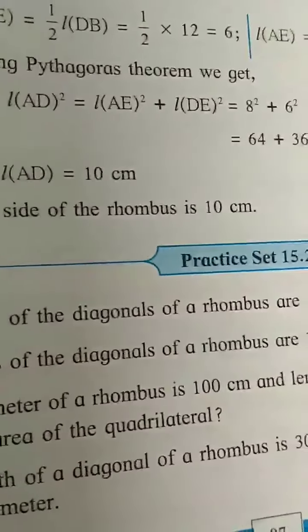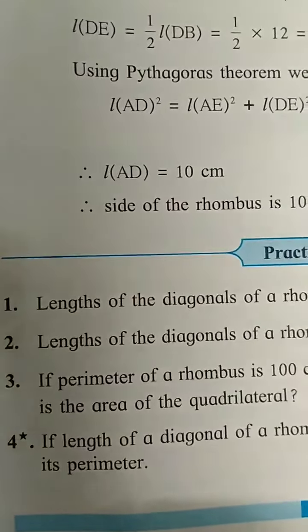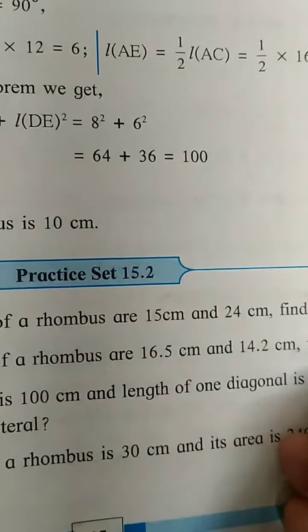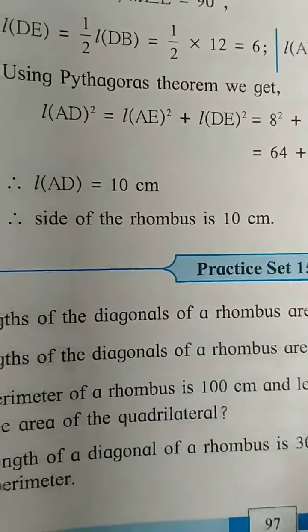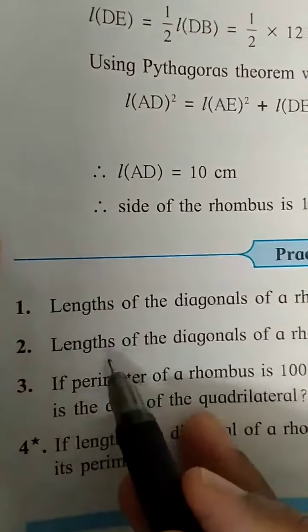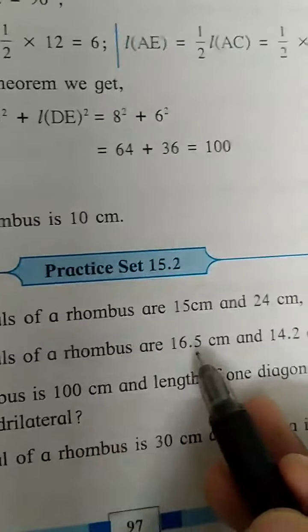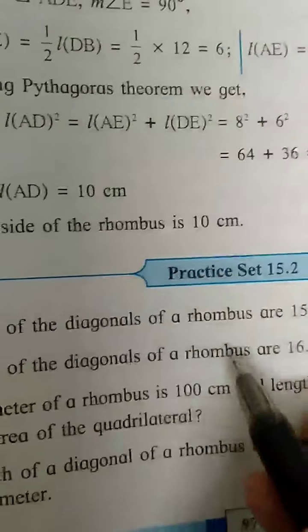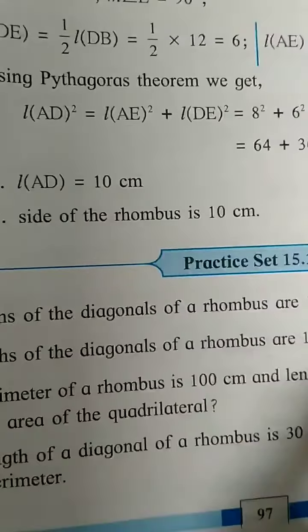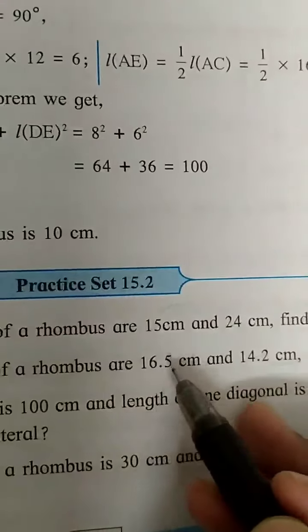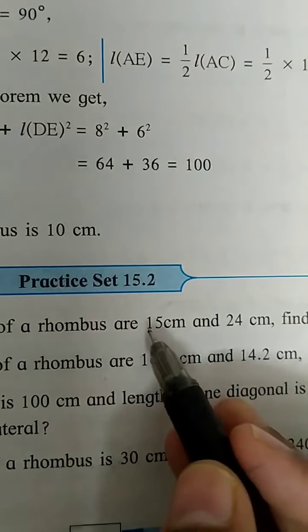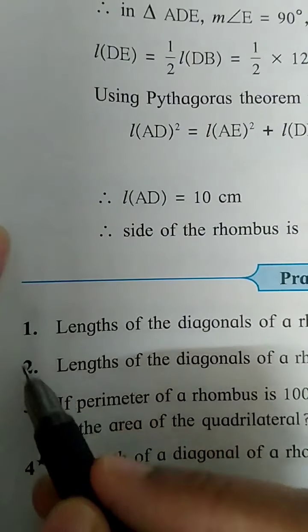The questions of practice set 15.2, the first sum. Length of the diagonals of rhombus are 15 centimeter and 24 centimeter. Find its area. Diagonals length given, find the area. Second question, the lengths of the diagonals of a rhombus are 16.5 and 14.2 centimeter. Find its area. Both are of the same type. The second question consists of decimal numbers. So I would prefer doing the second sum as you will easily get the first sum. So I'll do the second sum. First sum you do as homework.